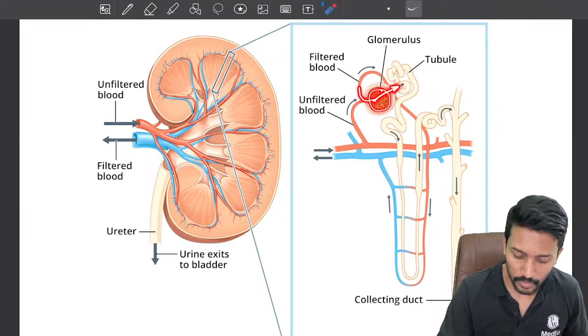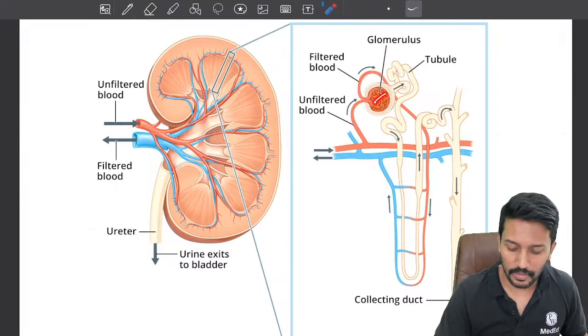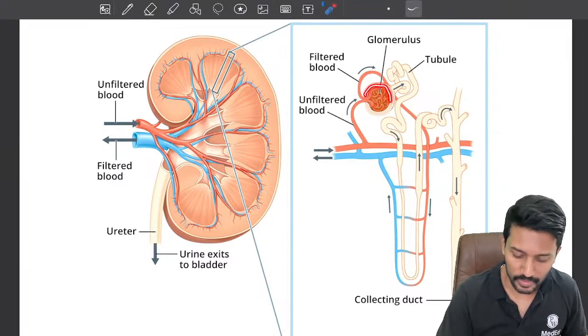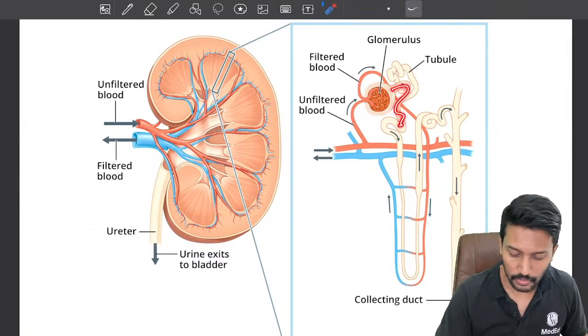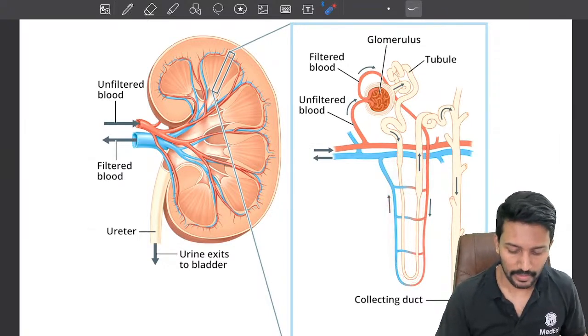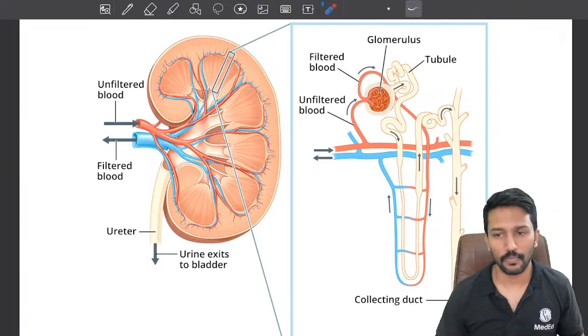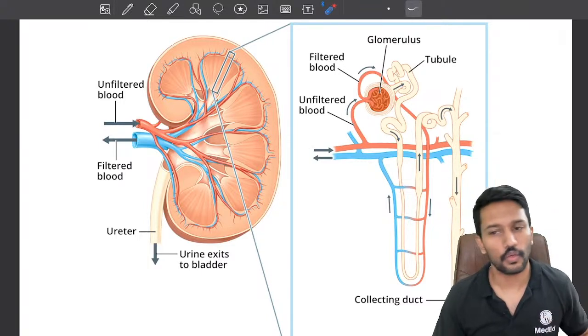The remainder of the blood goes out after the filtration process through the efferent blood vessel, and whatever is filtered through the glomerulus, this is what we call the filtrate in Bowman's capsule. That will travel through the proximal convoluted tubule, then the loop of Henle, and then the distal convoluted tubule to the collecting ducts. Eventually it will be thrown out as urine.